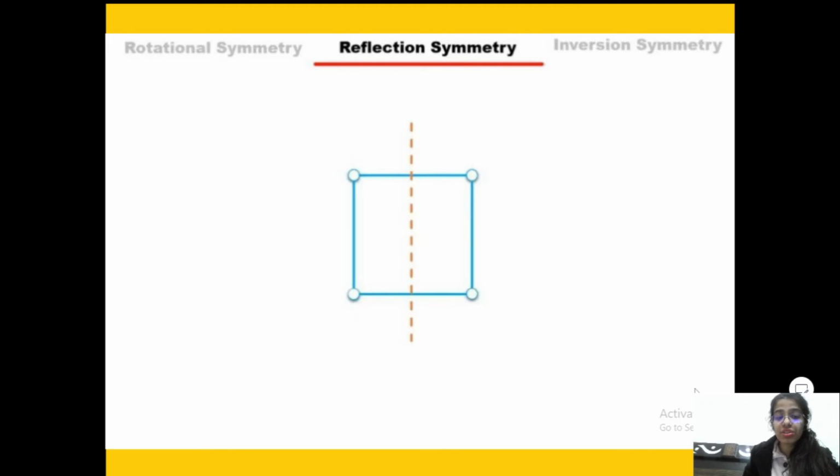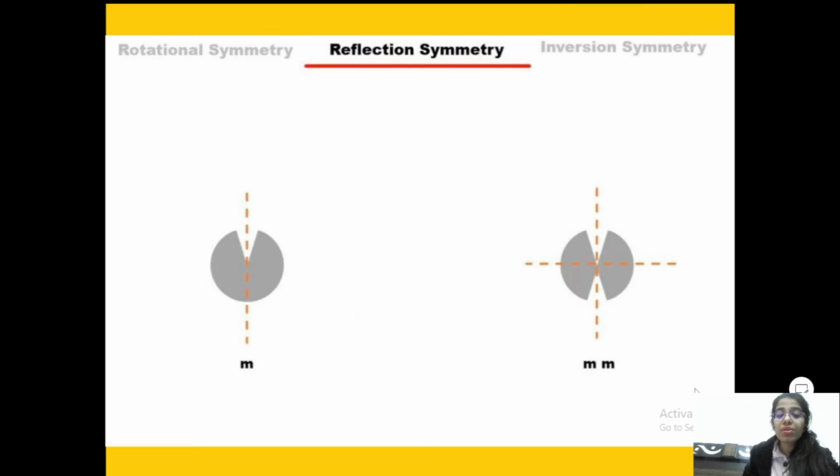Next one is reflection symmetry. In reflection symmetry, if it is possible to draw a line through a figure or plane which divides a lattice into two equal halves in such a way that both halves are mirror images of each other, then it is said to be the existence of reflection symmetry, and it is denoted by M. If a line divides a lattice into two mirror images, then it is represented by a single M. In this figure, if it is possible to draw two lines, then it is represented by double M.